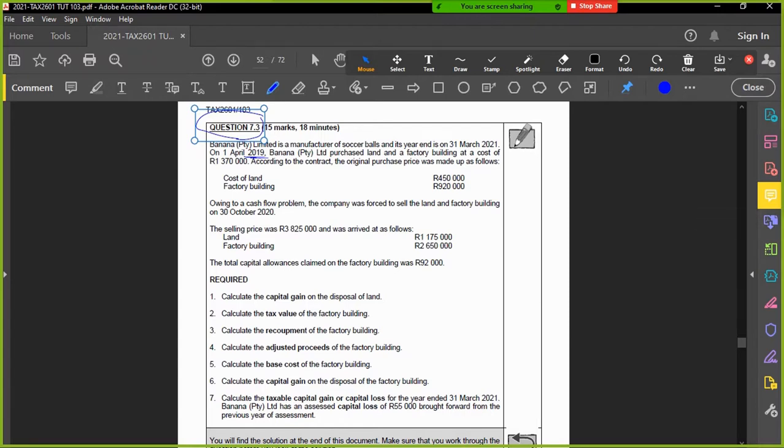Do you agree? Yes. Okay, because it's after. You bought it after 2001, which is post the commencement of CGT. Does that make sense? Yes. Okay, so try that one. Look at that one. It'll be similar to 7.1.